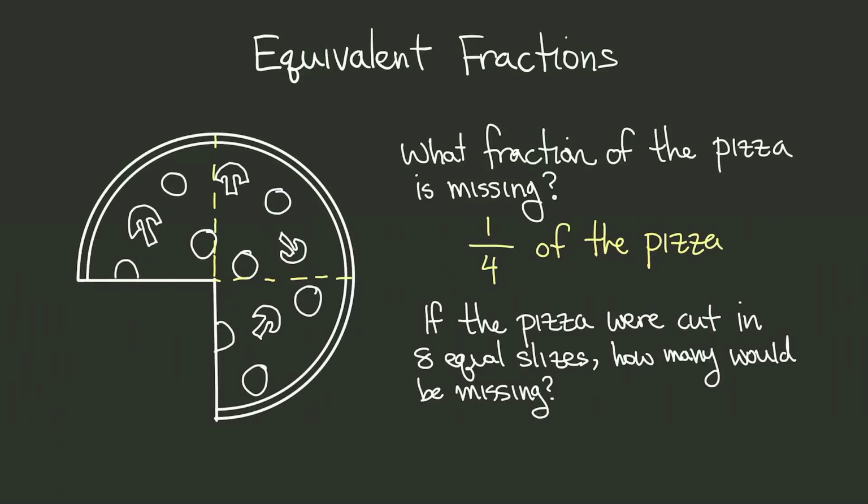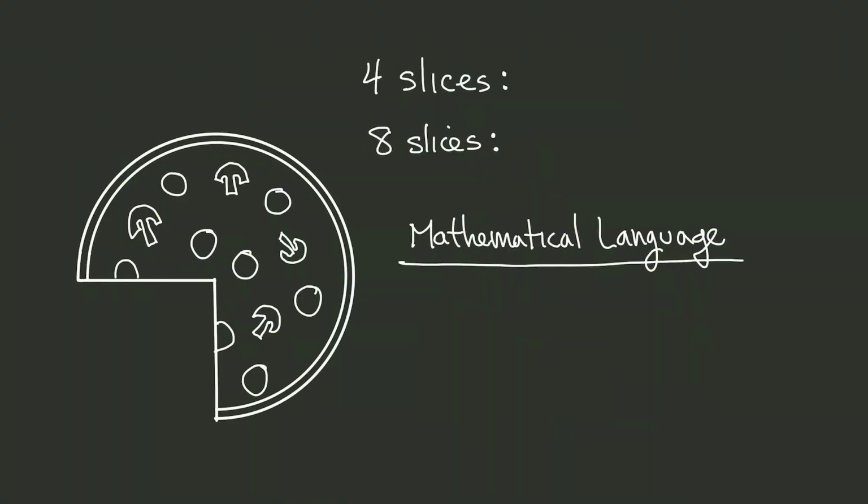But what if we had cut the pizza into 8 equal slices? So what if the cuts look like this? Now how many pieces are missing? Well, it looks like now we have 2 pieces missing, but it's still the same amount of pizza. So if the pizza is cut into 4 slices, then 1 slice is missing out of 4. And if the pizza is cut into 8 slices, then 2 slices out of 8 are missing.